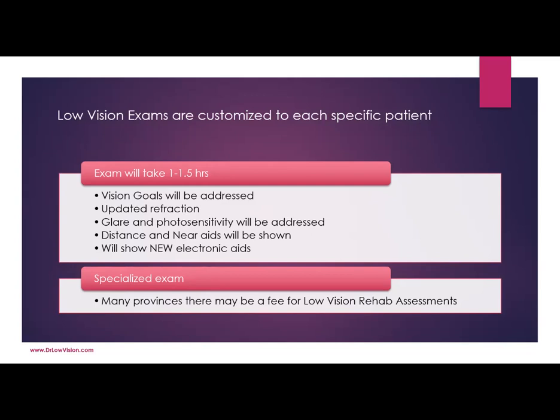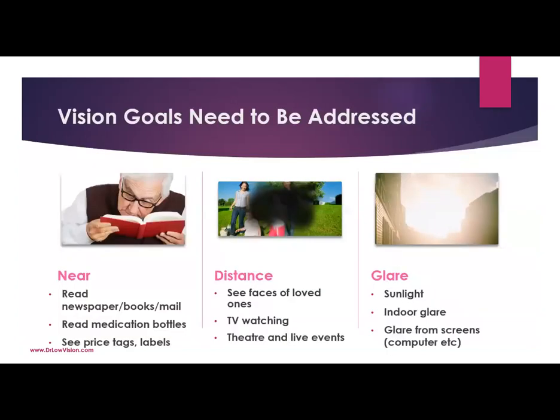And these are specialized exams, and in many provinces, it is something that a patient would have to pay for. So main vision goals that are often addressed: near, I would say, is my number one goal that patients mention. They want to be able to read their newspaper and books, or read medication bottles, or be able to see price tags and labels. When it comes to distance, seeing the faces of loved ones is such a huge thing. Being able to watch TV again, or to go to the theater or to live events.